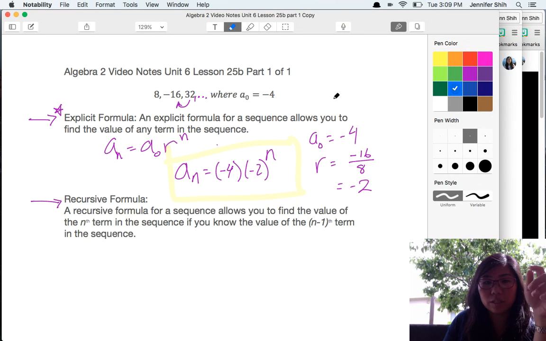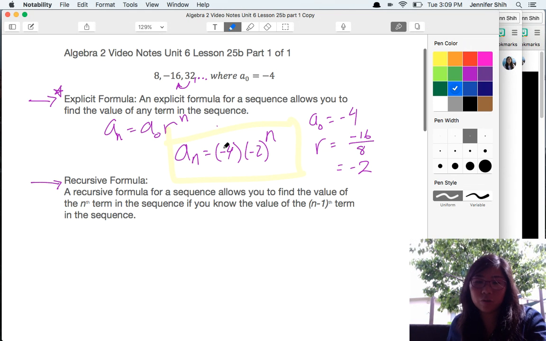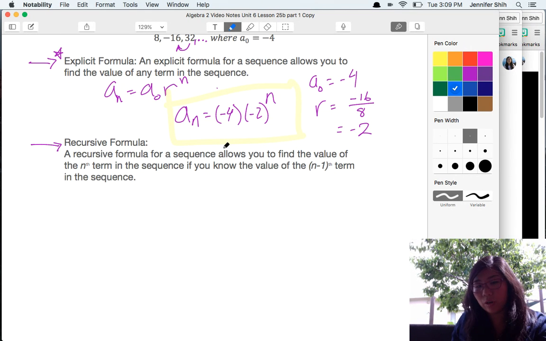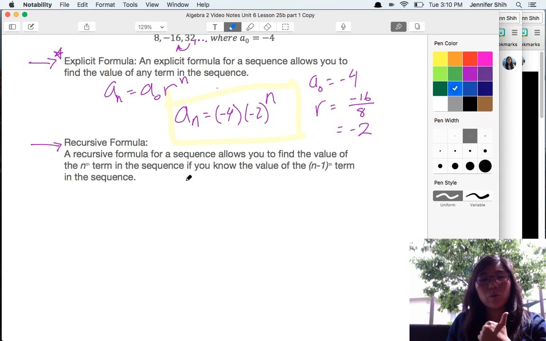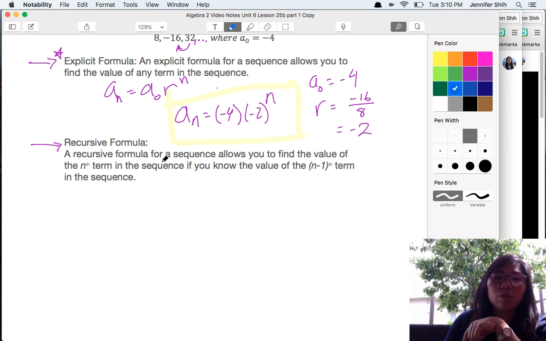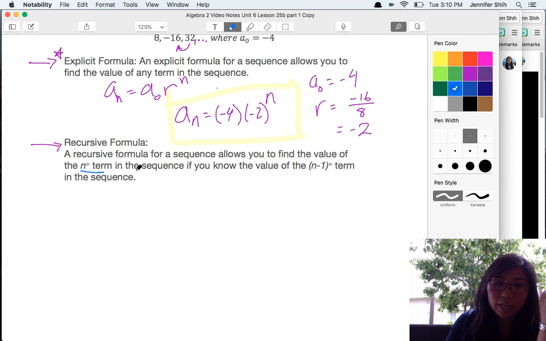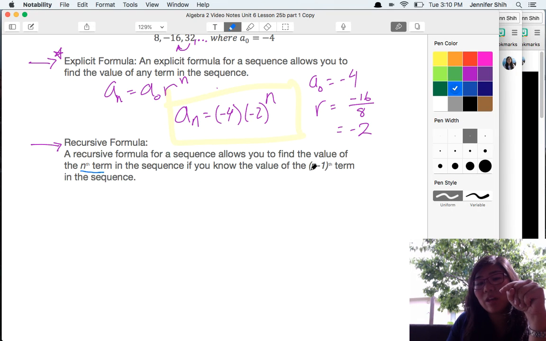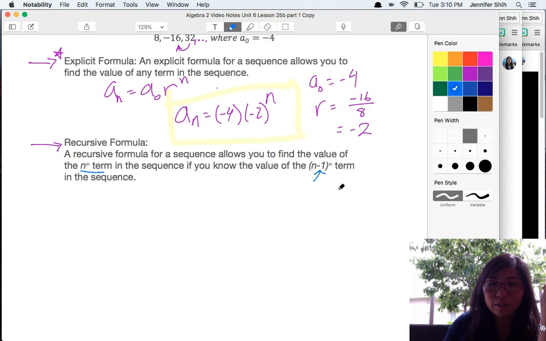Recursive formula. Let's do this. A recursive formula is more used for coding. The whole point of it is that you need to call back your previous term. So whatever your previous term is, it's going to help you come up with your new term. A recursive formula for a sequence allows you to find the value of the nth term in the sequence if you know the value of the n minus 1 term. So you have to know what the previous term is. This n minus 1 just means the previous term.